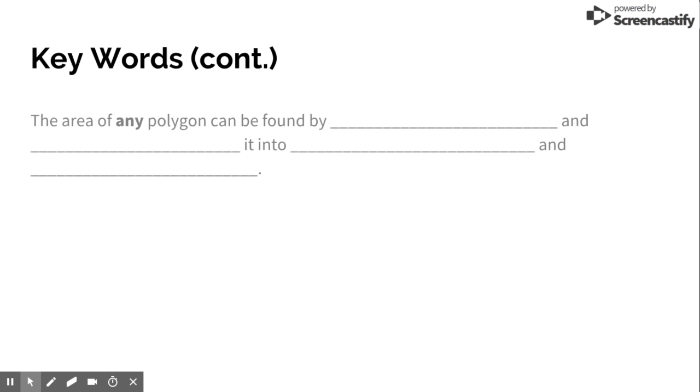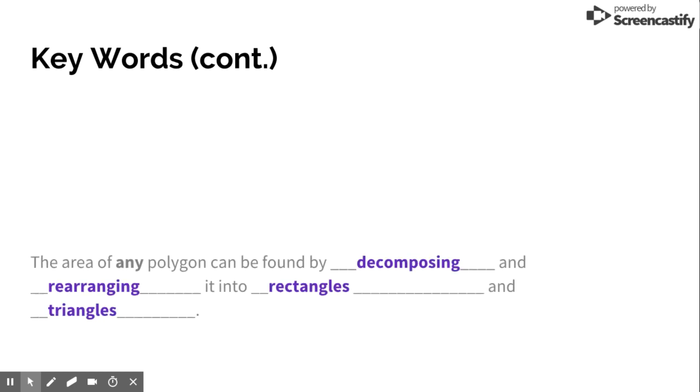So the area of any polygon can be found by blank and blank it into blank and blank. So we got to think about what is a strategy we can use to find the area of any polygon. To fill in those blanks, we would use the thought of the area of any polygon can be found by decomposing and rearranging it into rectangles and triangles. So if we can take any polygon, break it up into shapes, move it around, rearrange it to form rectangles and triangles, we can find its area.